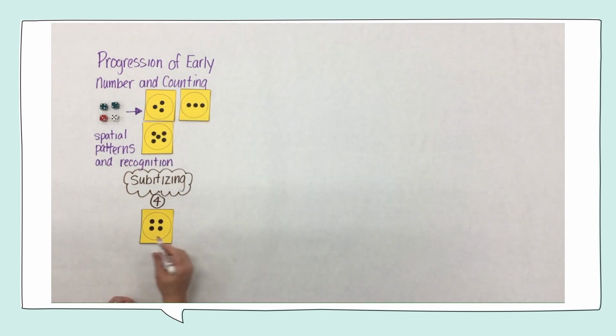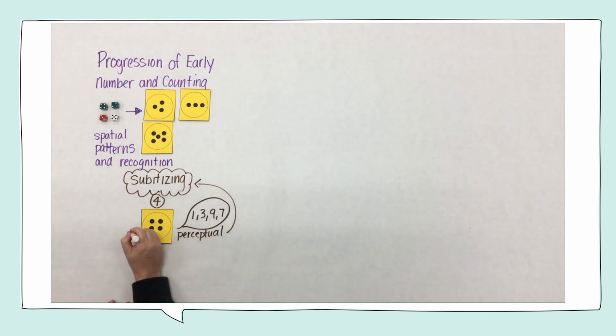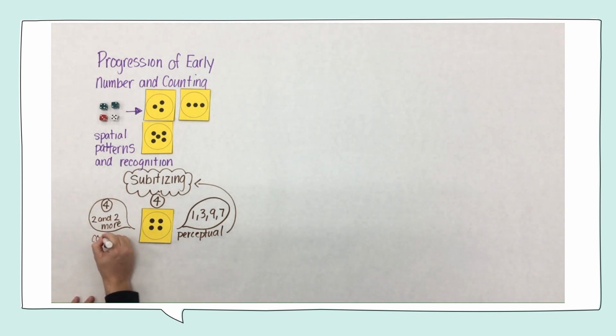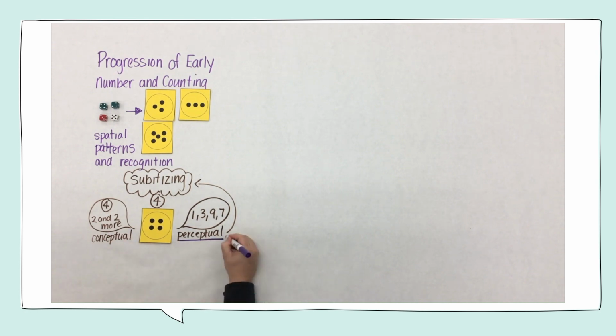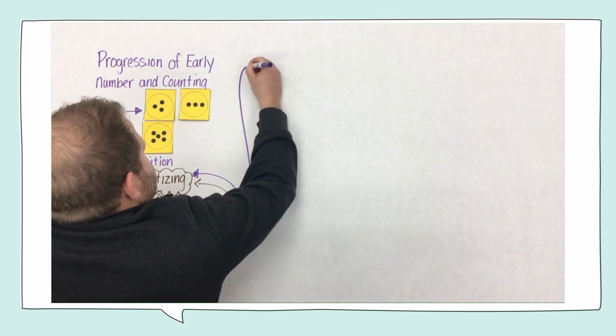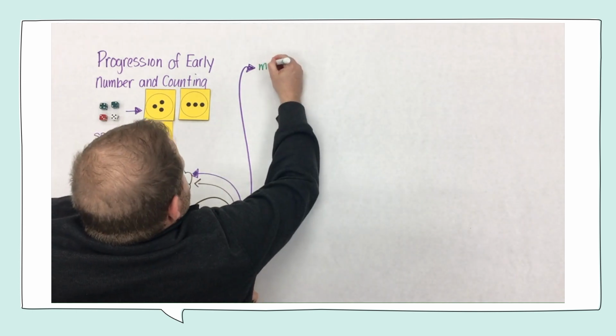Some say sub, some say su. I just say it's magic. But here, if we were to show the number 4, a student might say 4. Yes, they know the number name, but if you ask them to prove it, they might count them 1, 3, 9, 7. This is a perceptual subitizer. They cannot explain why it's 4. I think most of us are familiar with the conceptual subitizer that would say 4 because there's 2 and 2 more. In this early trajectory, we're talking about a perceptual subitizer.